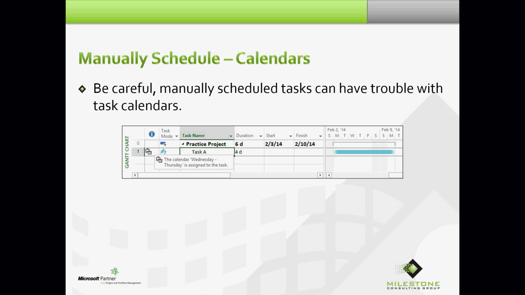Be careful, manually scheduled tasks can have trouble with task calendars. I applied a task calendar to task A where the only working days are Wednesday and Thursday. Okay? Well, the Gantt bar should be on Wednesday and Thursday, not back on Monday and Tuesday.